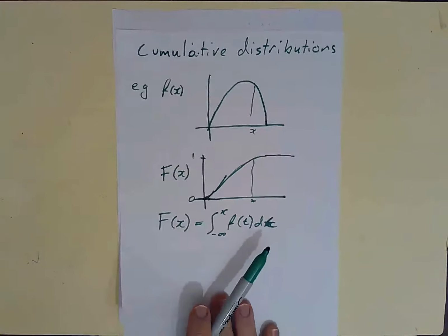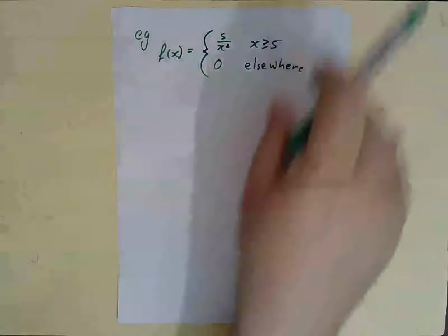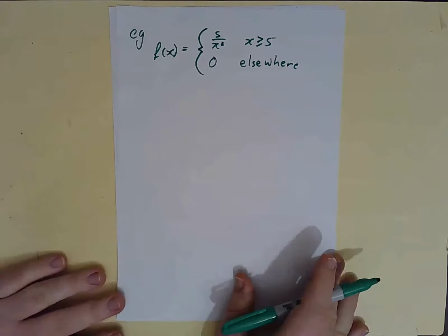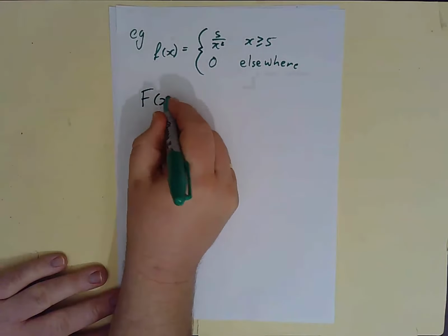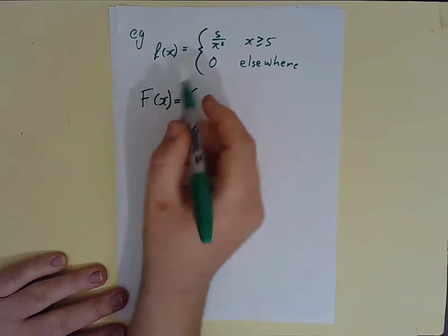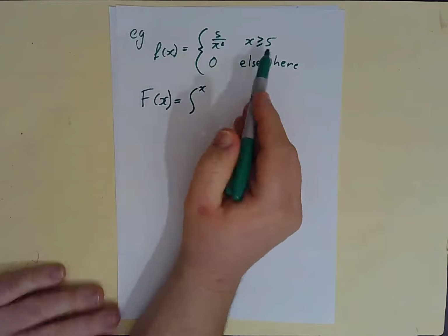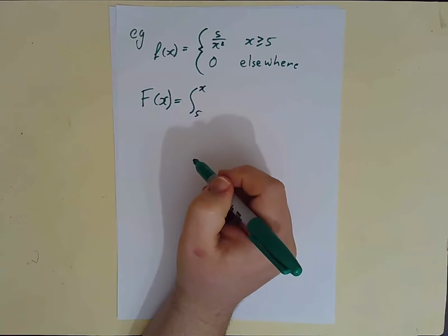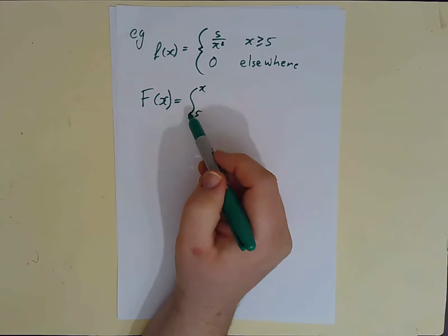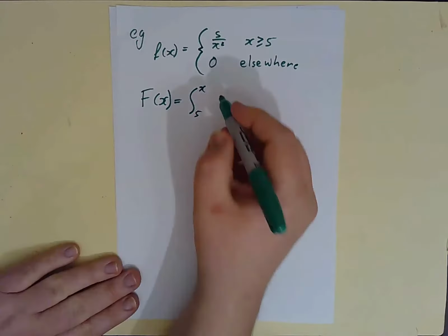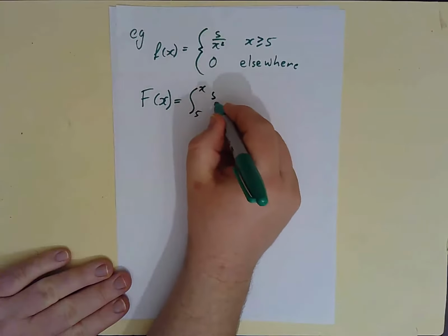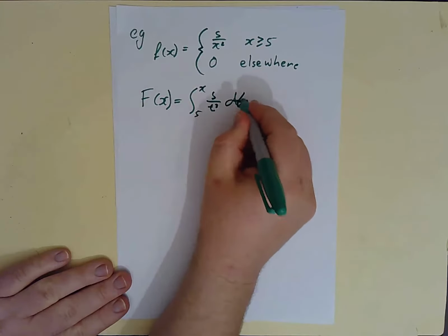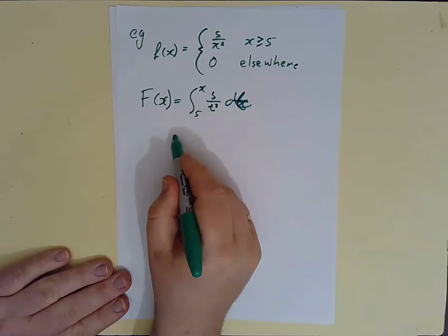So let's do an example. I've got this function here, and I want to know what the cumulative distribution function for this is. I want to know what capital F of x is, and it's the integral up to x. Now the lower limit here says it is 5, so I can put 5 in there rather than the minus infinity. And then I'm just going to sub in a t, just so I don't have x's both here and here and get confused. Except I'm getting confused and writing dx rather than dt.